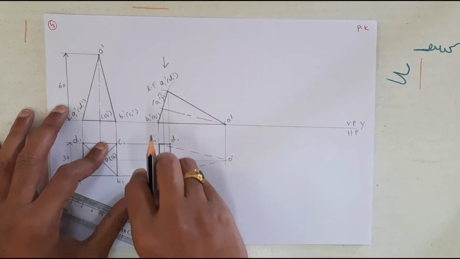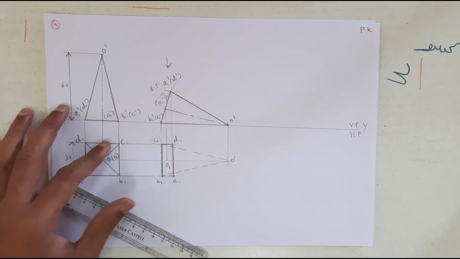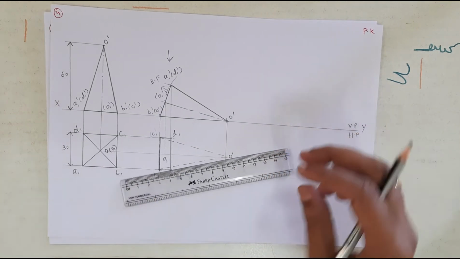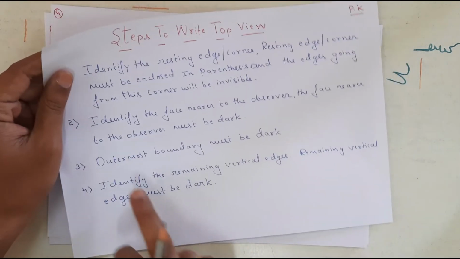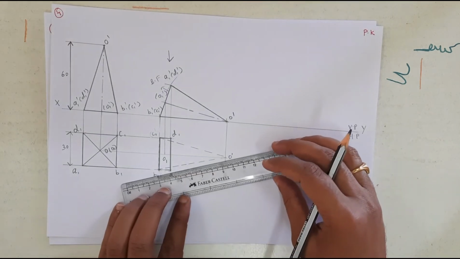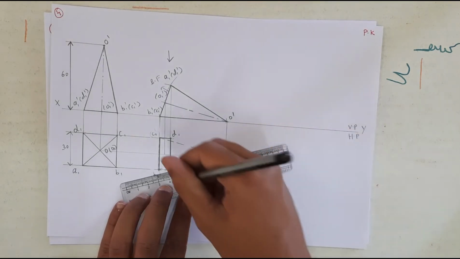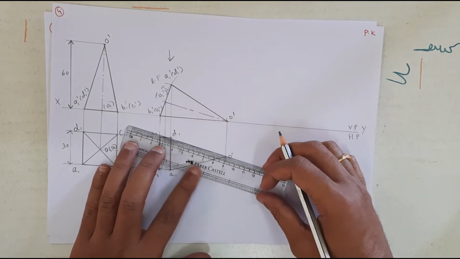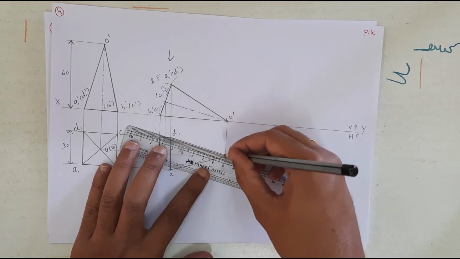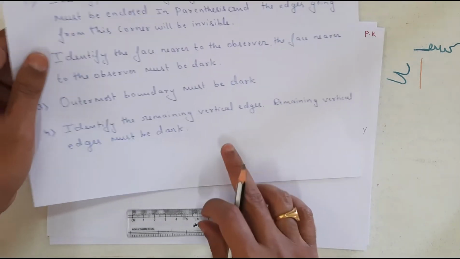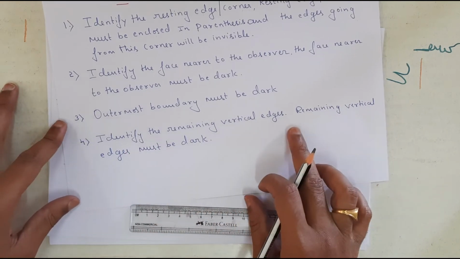Okay, we need to remove the parenthesis because it is visible. So what is the next step? The third step is: outermost boundary must be dark. So this is the outermost boundary, so that must be dark. Is it clear?